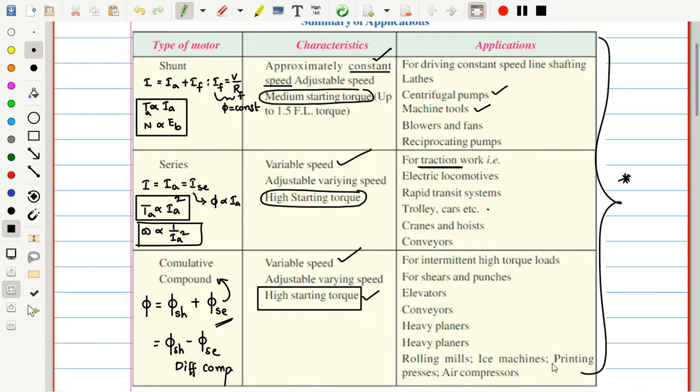See, for icing machines, for printing press, or for air compressors, what kind of machines are going to be used? Cumulative compounds. So these things you have to get clear awareness of very carefully. Here it is just high starting torque and variable speed. But you have to look for what kind of application this is. So try to get awareness on all these machines. If you don't know what a trolley or a locomotive is, just type it in Google, get its picture and try to analyze yourself, and interpret what kind of machine is being used there.